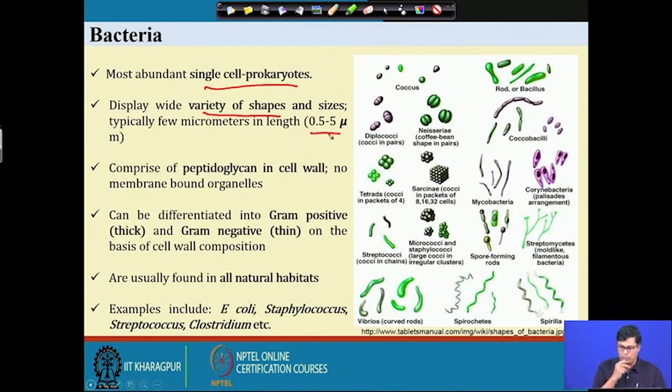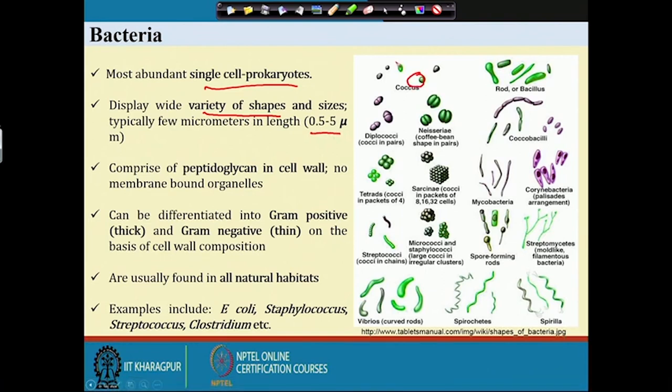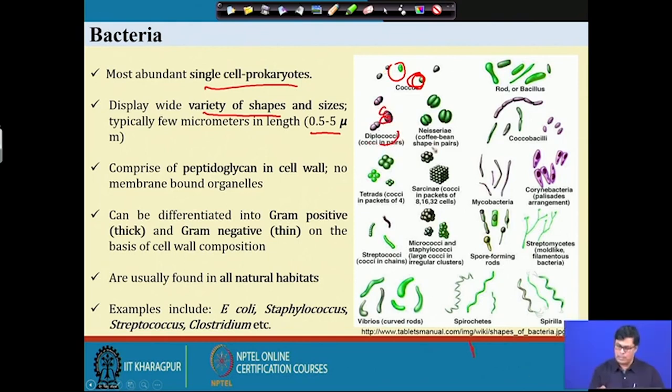The size is 0.5 to 5 microns. Now you can see cocci. Coccus is a small, spherical shape. We have diplococci, meaning two spherical cells together. Then we have a coffee bean shape in pairs. This is the rod shape, and this is coccobacilli.